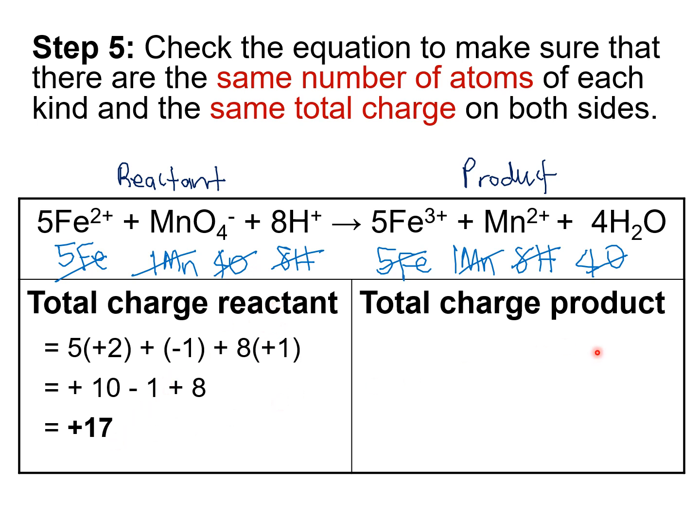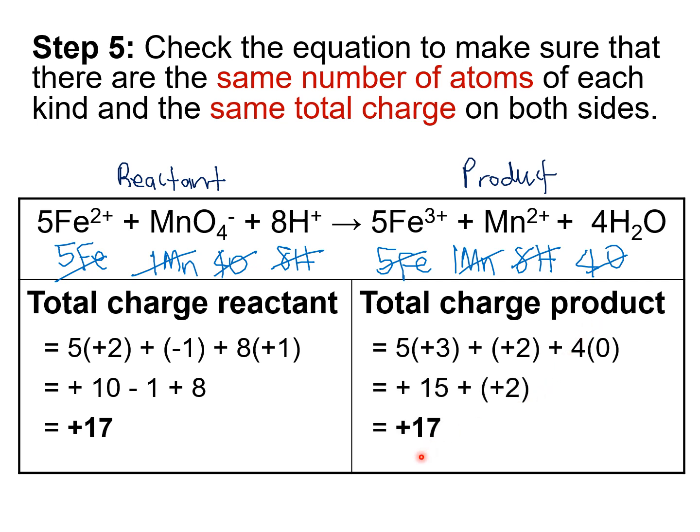Now, nak kira total charge kat bahagian produk pula. You have 5 moles of Fe3+, makanya 5 times with positive 3. 1 mole of Mn2+, 1 times with positive 2. And 4 moles of H2O. H2O is a neutral molecule, makanya 4 times with 0. And then campurkan semua, you will get total charge of product adalah 17. Makanya total charge of reactant terbuktilah sama dengan total charge of product. Makanya your chemical equation of redox reaction in acidic solution ni balance sudah. Kiranya boleh guna ni.